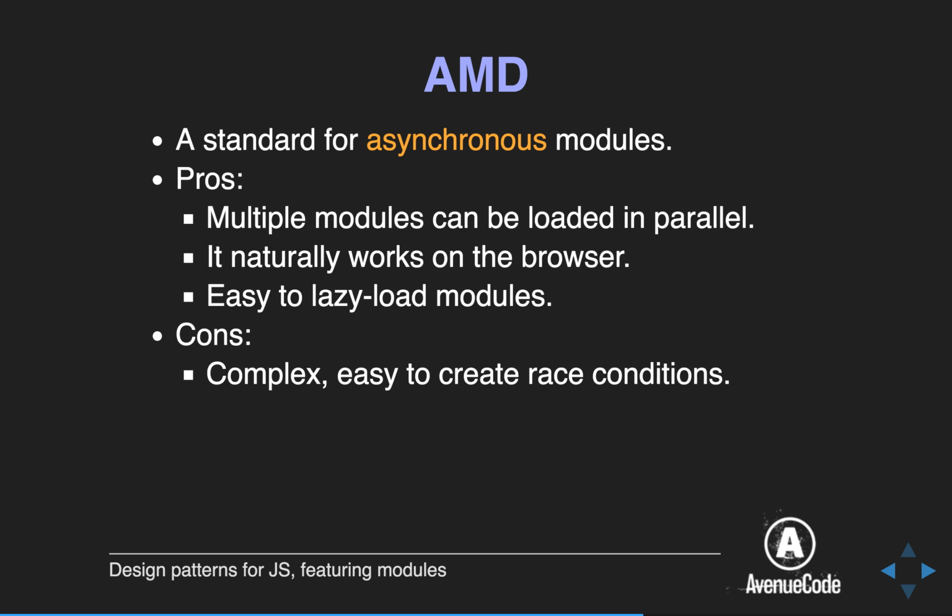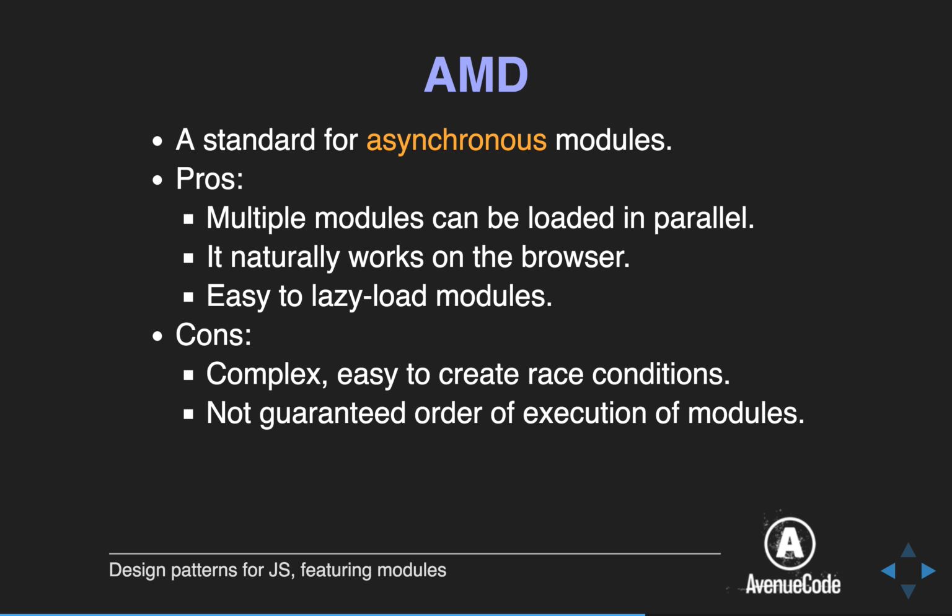The cons: it is more complex. It is easy to create race conditions, because if you have the same thing needed by two modules, the first one is going to run it first, and you never know which module is going to come first. So that can be a problem. It doesn't guarantee the order of execution of modules, because it's asynchronous. Just like some people here were getting Paris before San Francisco before Paris, same reason.